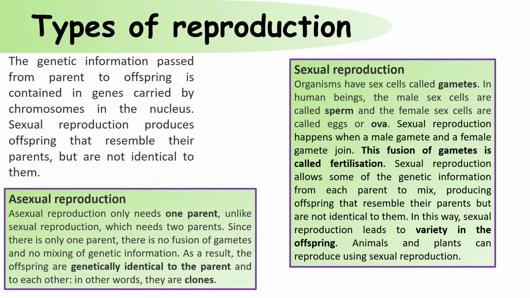In asexual reproduction, you only need one parent. Since there is one parent, there is no fusion of gametes and no mixing of genetic information. As a result, the offspring are genetically identical to the parent and to each other. In other words, they are clones.